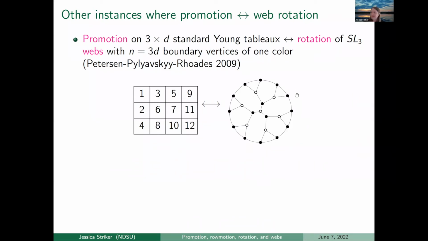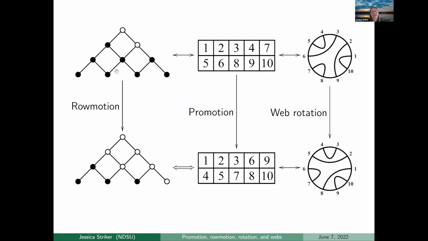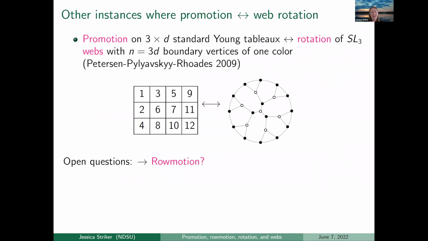But something that I just thought about when preparing for this talk was I don't really know a poset whose order ideals are counted by the same sequence as standard Young tableaux of 3 rows. So it would be really nice to have a picture like this where we know some sort of poset whose order ideals are in bijection with 3-row standard Young tableaux, and such that rowmotion corresponds to promotion and such. Okay, so I'll leave that as an open question.